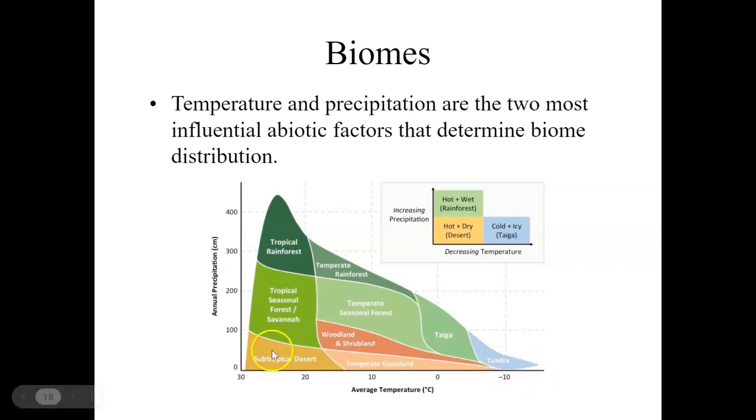Look down here, desert, right? The desert has very low precipitation, very dry there, but has very high temperatures. So overall, a graph like this should make sense.